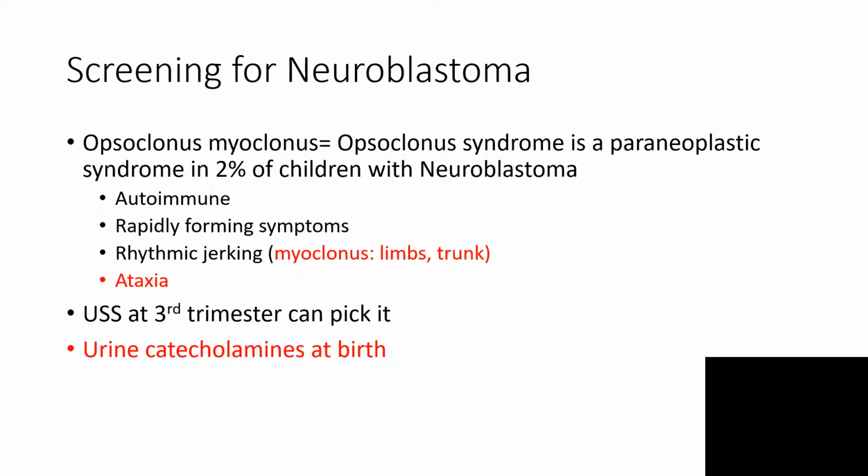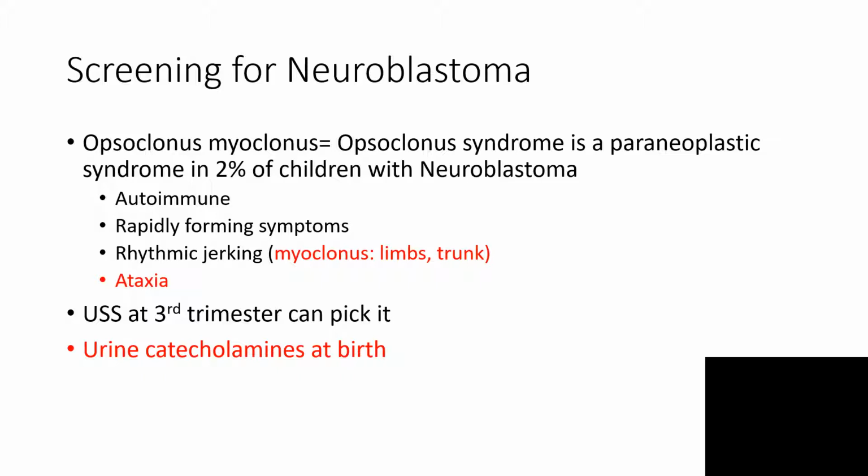When you want to screen for neuroblastoma, opsoclonus myoclonus, which is a form of paraneoplastic syndrome in 2% of children with neuroblastoma, is as a result of autoimmune conditions. It will be rapidly forming, and the clinical feature is a form of rhythmic jerking, that is, rhythmic jerking or myoclonus of the limbs and trunk, and the gait will be ataxic.